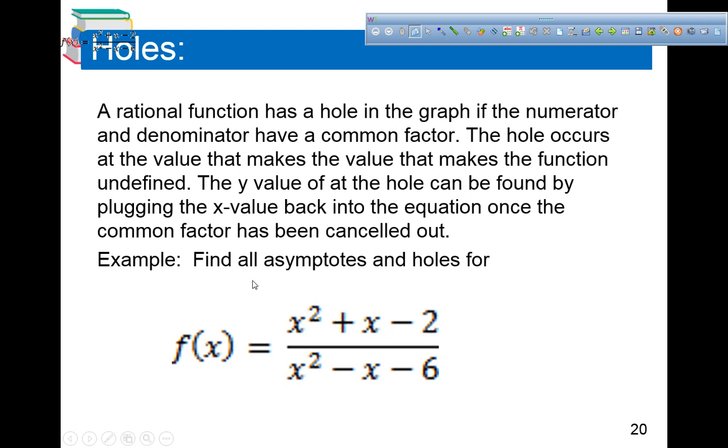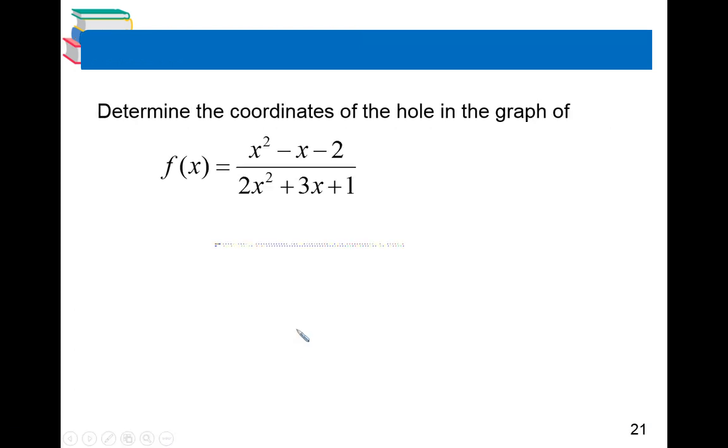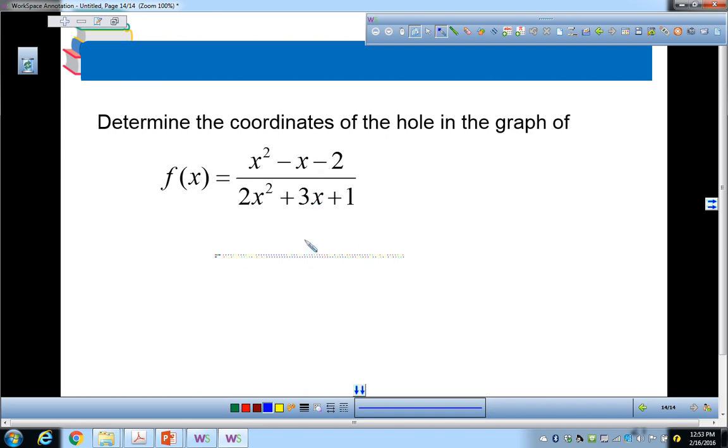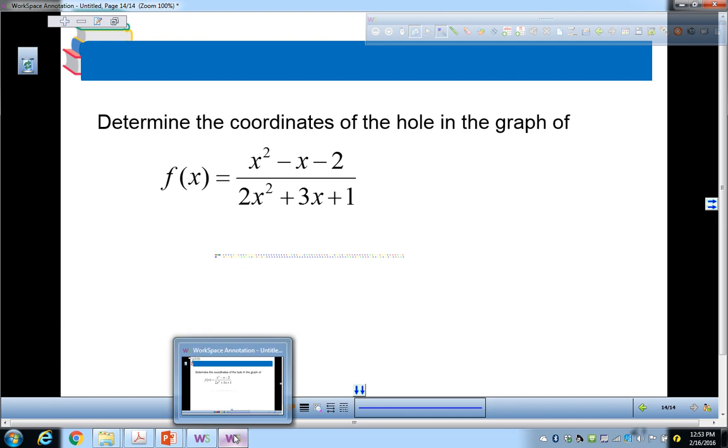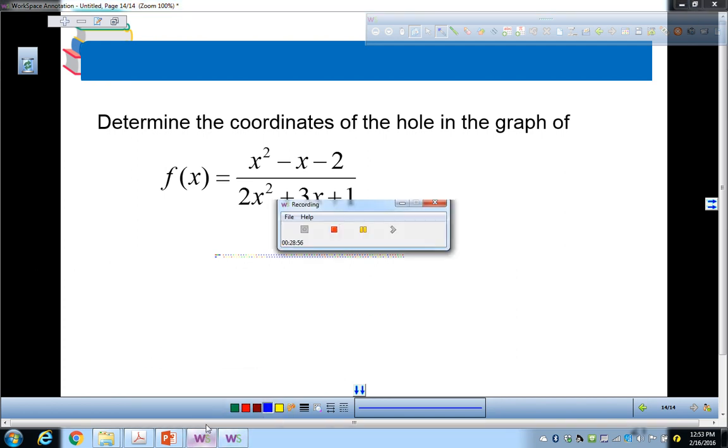So now finally, you guys tell me this. Valuable participation point, or bonus point. Go ahead and give me that answer. Okay? No, we're looking for the coordinates. This will take you a minute. Okay? Coordinates of the hole in the graph.